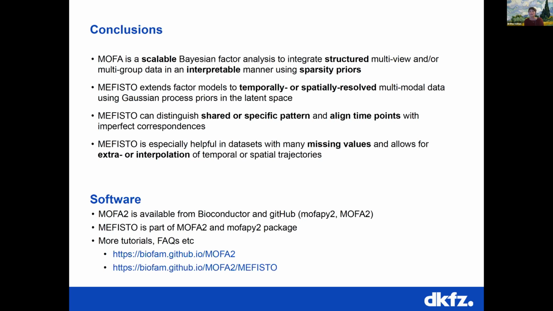And modeling these covariance structures in the latent space is especially helpful in data sets where we have many missing values, because here it allows for an extra interpolation of the temporal and spatial trajectories in the latent space. And the software is available from GitHub or the R part also on Bioconductor. And if you're interested in more, get in touch or have a look at our webpage for MOFA and Mephisto.